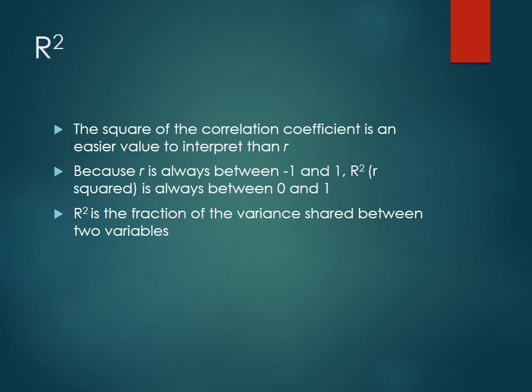Okay, so then there's this other factor called R squared, and this is what we're going to talk a little bit more about in the next section. Basically, this is the square of the correlation coefficient, and it's an easier value to interpret, and allows us to make some more inferences about the data that we're looking at. Now we know that R is always going to be between -1 and 1. But when we get the square value of that, that'll always be positive and should always be somewhere between 0 and 1. Okay, and then R squared is going to be the fraction of variance that's shared between the two variables. And I'll show you some examples of that when we get to the next section.